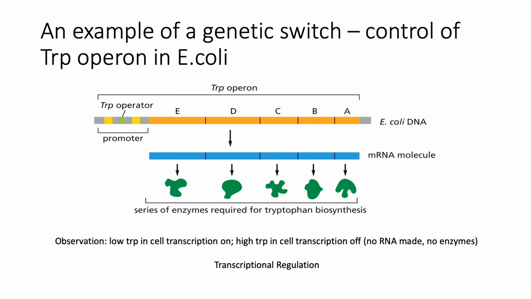It's regulated in a very specific manner. So the observation is that when there's low tryptophan in the cell, so the cell is deficient in tryptophan, it means that it needs to synthesize tryptophan. What happens is the transcription of this operon is turned on in order to make more tryptophan. If the tryptophan level is sufficiently high in the cell, it doesn't need to make any more tryptophan, then the operon is turned off. There's no RNA made, no enzymes, and so it maintains that balance that way. And this regulation occurs at the level of transcription, and it's through the promoter.